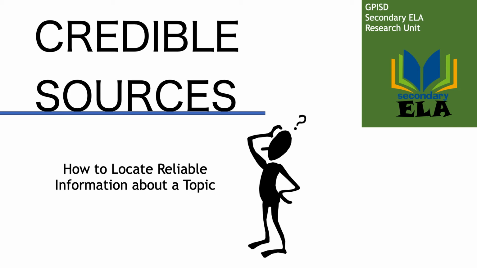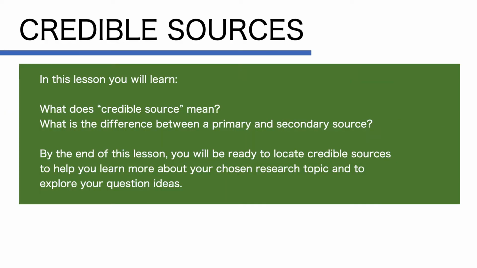This video will help you better understand how to locate reliable information about a topic. We will understand what is meant by the term credible source, what the difference is between a primary and a secondary source, and by the end of this lesson, you should be ready to locate credible sources that will help you learn more about your chosen research topic so you can explore your question ideas.